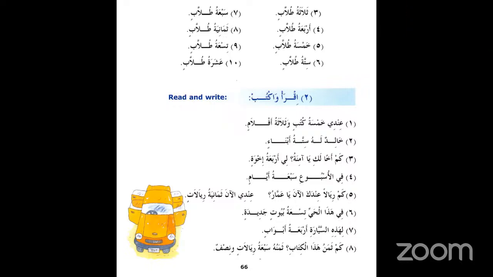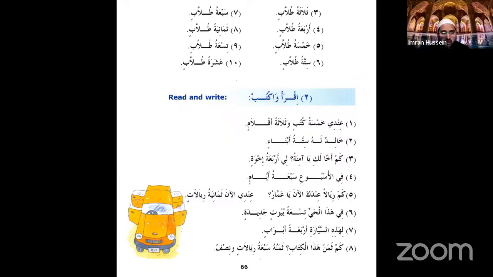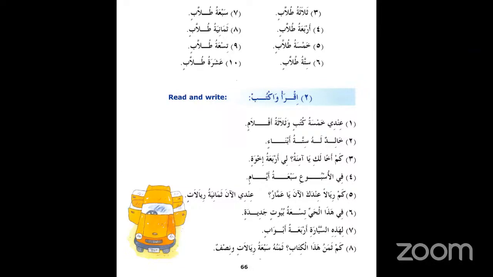Fi hazal hayyatis atu buyutin jadidatin. In this town there are 9, sorry, 9 new houses. In this town there are 9 new houses. Correct.